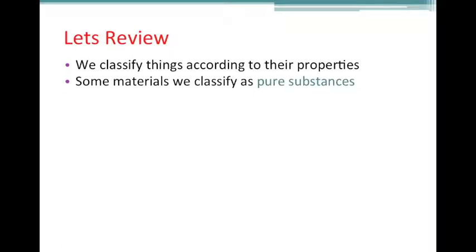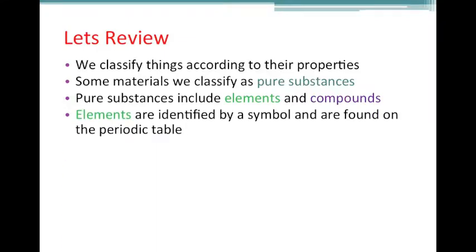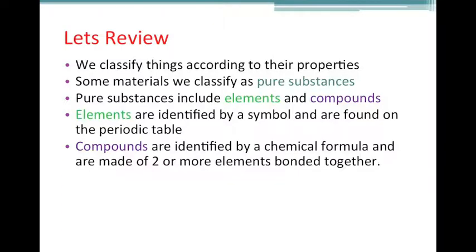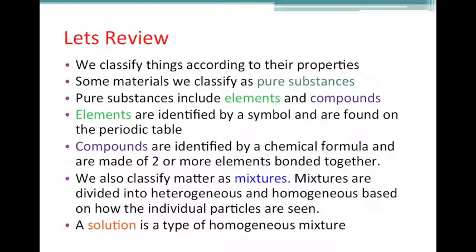We classify things according to their properties. Some materials we classify are pure substances. Pure substances include elements and compounds. Elements are identified by a symbol and are found on the periodic table. Compounds are identified by a chemical formula and are made up of two or more elements bonded together. We also classify matter as mixtures that can be divided into hetero or homo based on individual particles. Lastly, a solution is a type of homogeneous mixture.